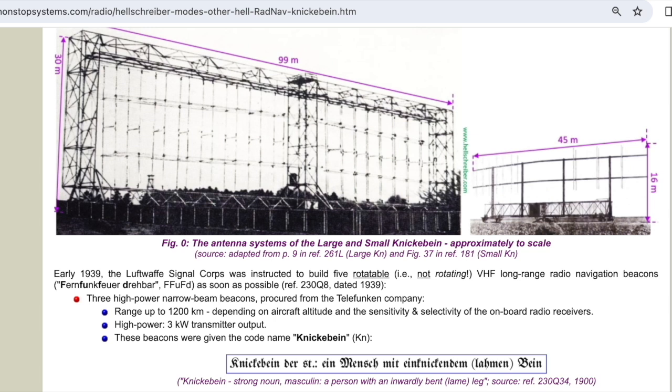You can go online and Google what the antennas look like, and Knickebein translates as bent leg. These are basically VHF antennas, long-range VHF antennas. If you had a TV back in the day, you had to use an antenna. Some of the stations were VHF. You had these rabbit ears you had to twist and bend to get the television station to come in. It's that kind of radio frequency.